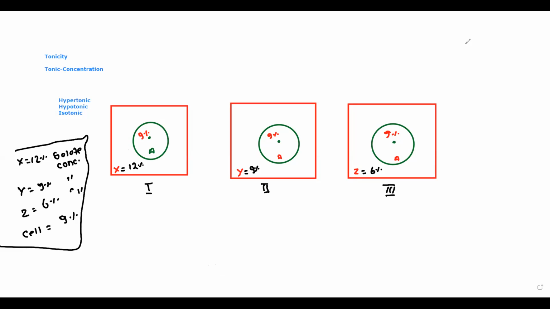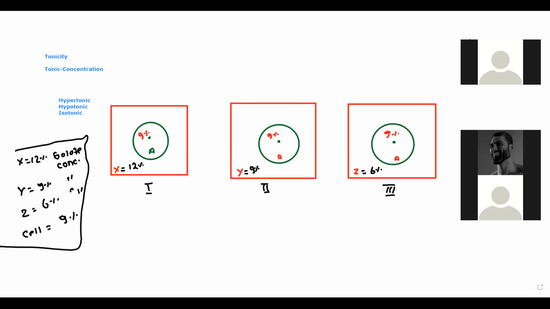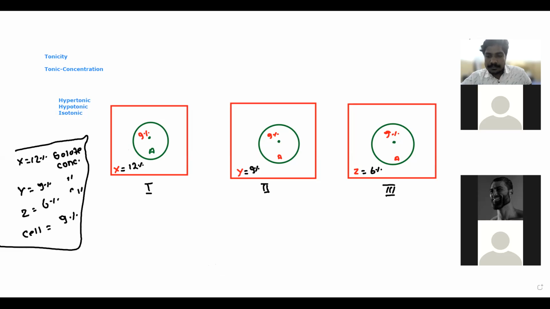Can I tell with my voice? Yes, Upmanyu. Sir, in isotonic there will be no net gain, in hypotonic water will enter into the cell, and in hypertonic water will come out from the cell. Okay, Upmanyu, I will consider your answer.